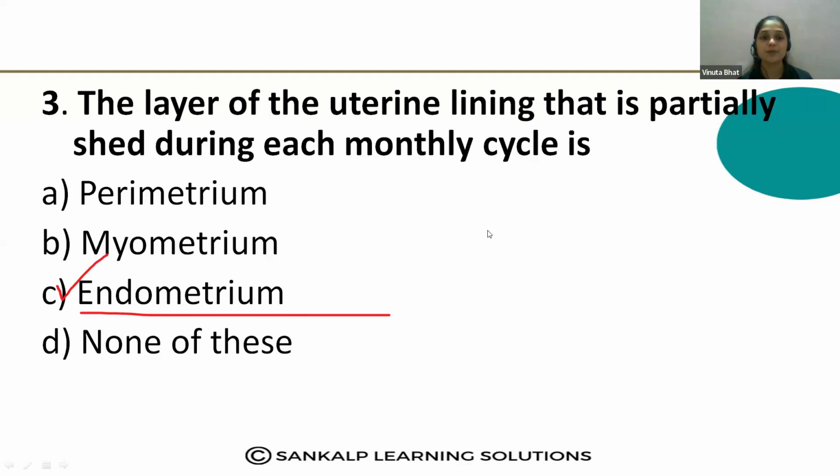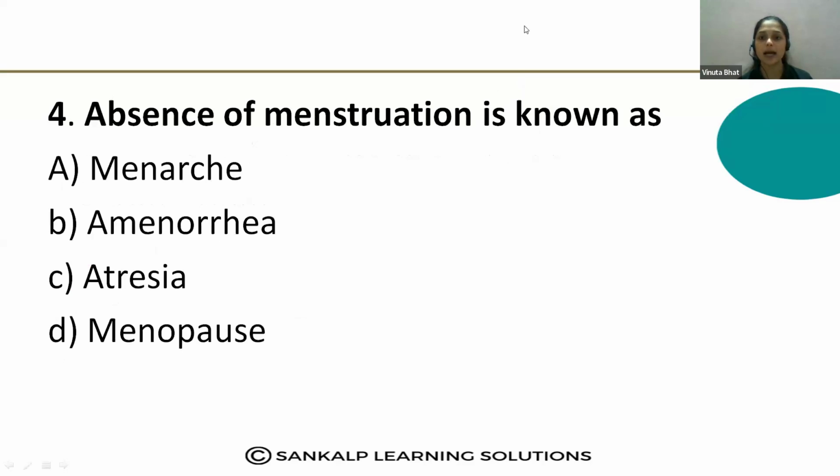Fourth question, absence of menstruation is known as, what is it called? Menarche, amenorrhea, atresia, menopause. Menarche means the first menstrual cycle, right? And what is menopause? That is the absence of the menstruation. That is called menopause. Okay, option D is the correct answer.